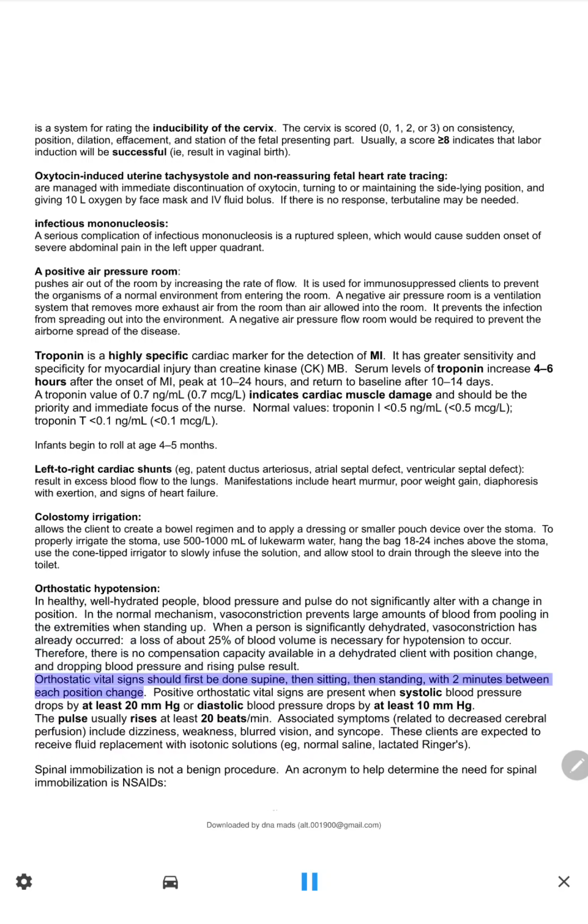Orthostatic vital signs should first be done supine, then sitting, then standing, with 2 minutes between each position change. Positive orthostatic vital signs are present when systolic blood pressure drops by at least 20 mm Hg or diastolic blood pressure drops by at least 10 mm Hg. The pulse usually rises at least 20 beats per minute. Associated symptoms, related to decreased cerebral perfusion, include dizziness, weakness, blurred vision, and syncope. These clients are expected to receive fluid replacement with isotonic solutions, e.g., normal saline, lactated Ringer's.